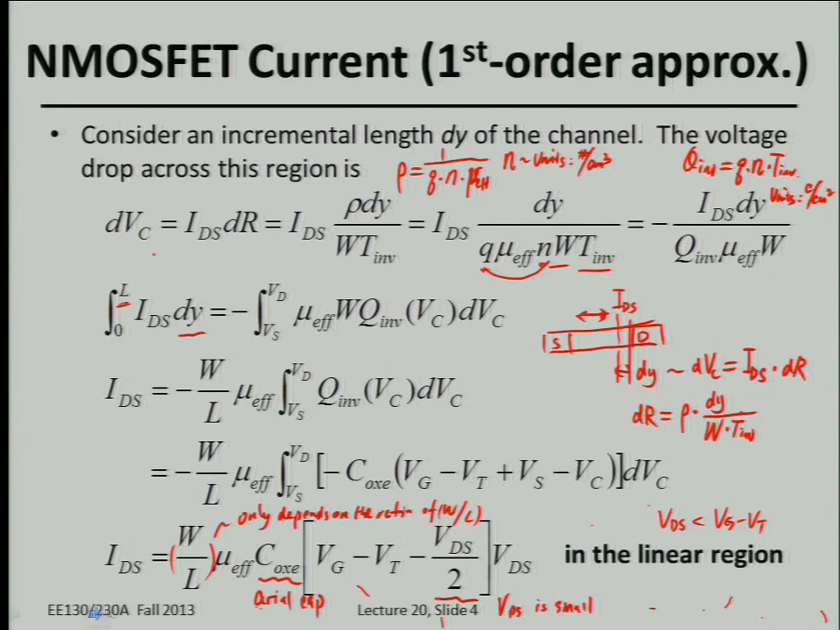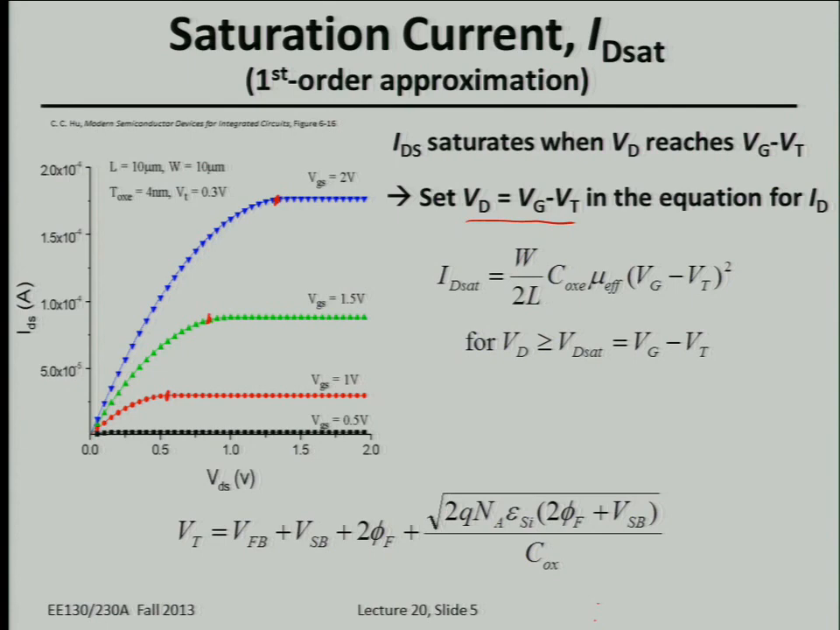But if you compare to the saturation region current, as you can see, the drain current shows a quadratic dependence on the gate bias, right? This ID sat is proportional to Vg minus Vt squared, okay? And also pay attention to the definition of Vt here, okay? We take the reference at the source, so you need to consider the difference of the source bias compared with the substrate bias.